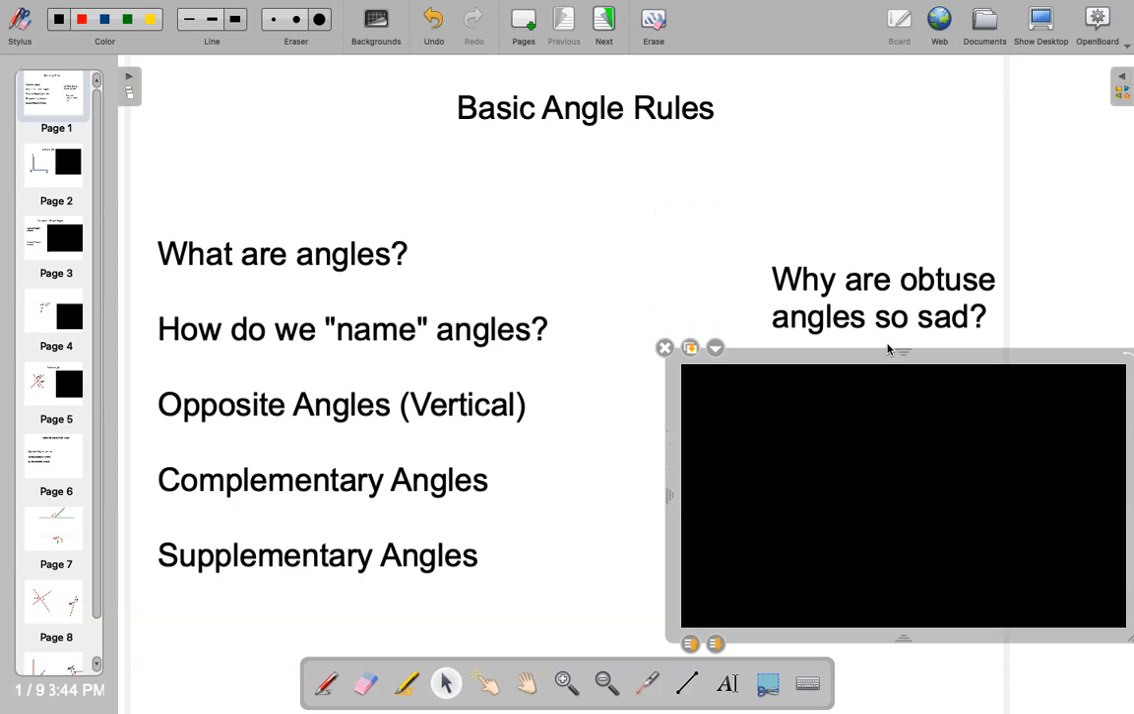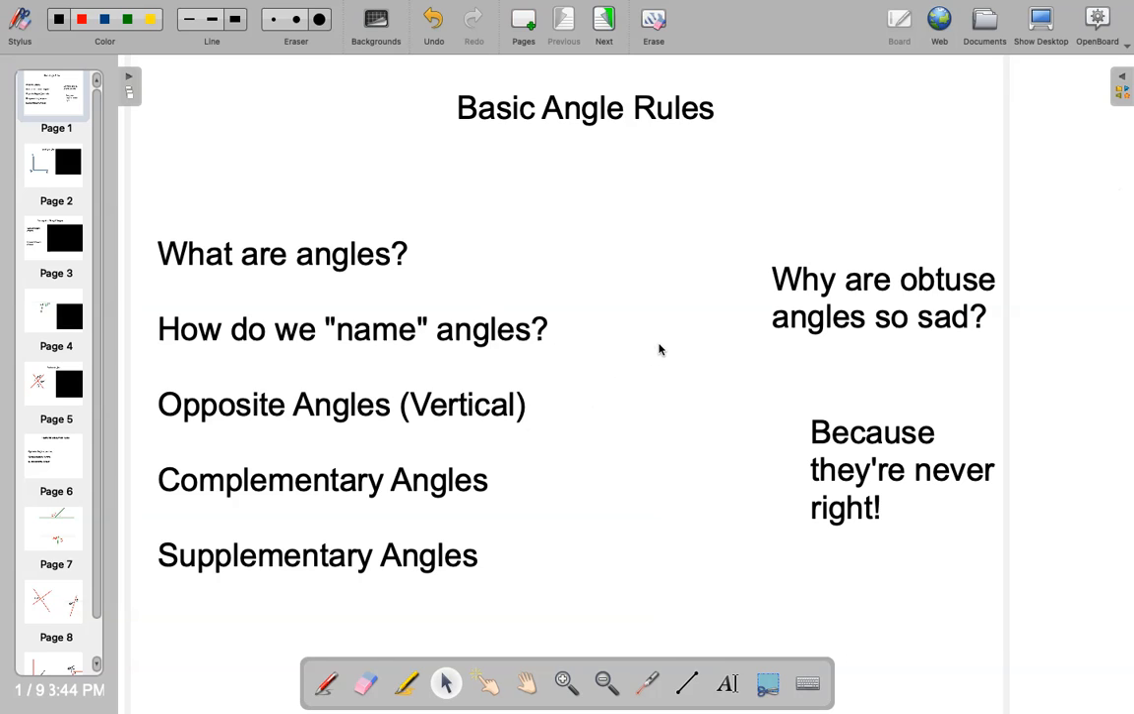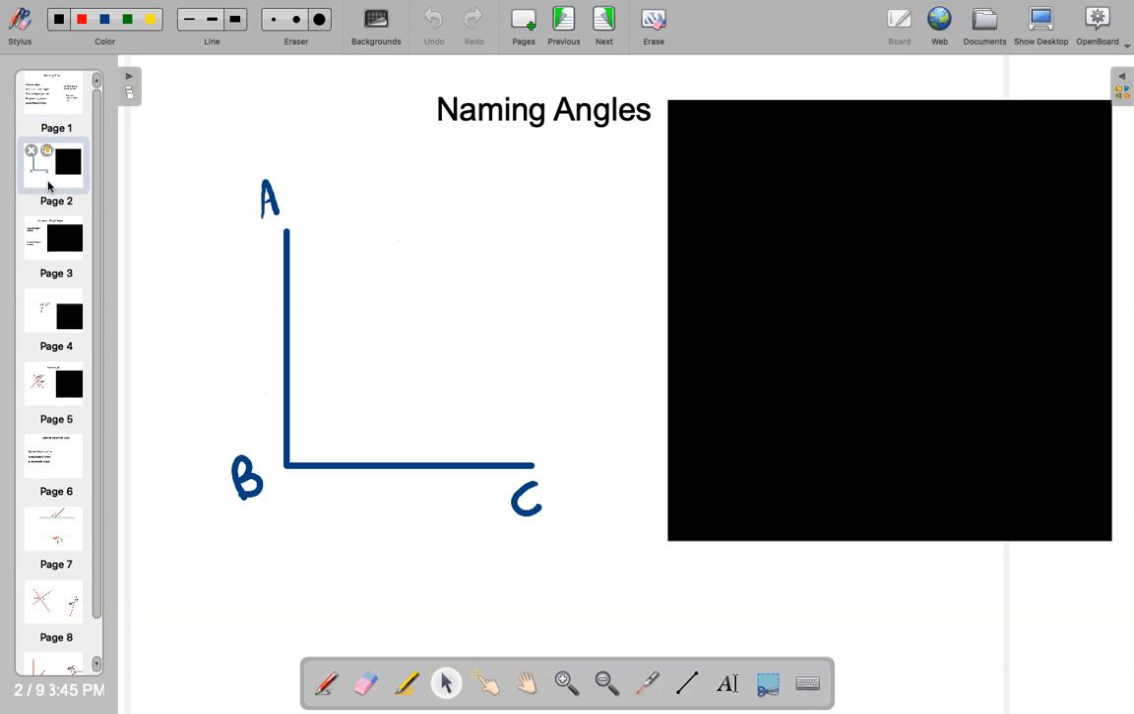So I always do wonder, why are obtuse angles always so sad? It's because they're never right. I think that one's a great one.